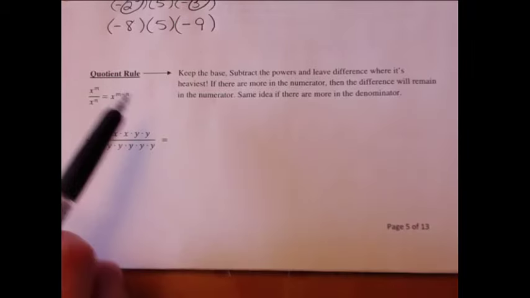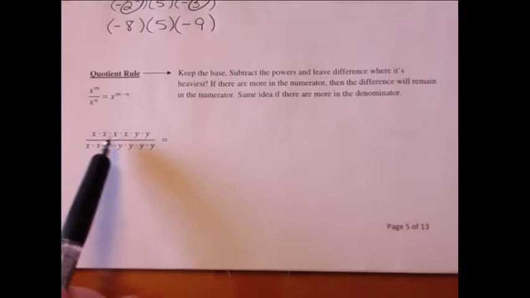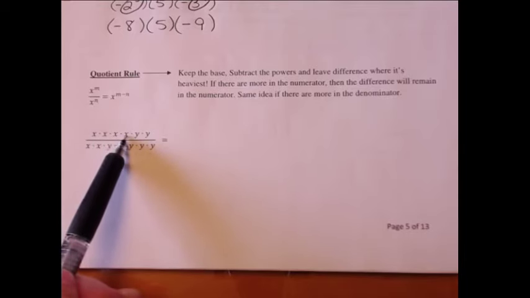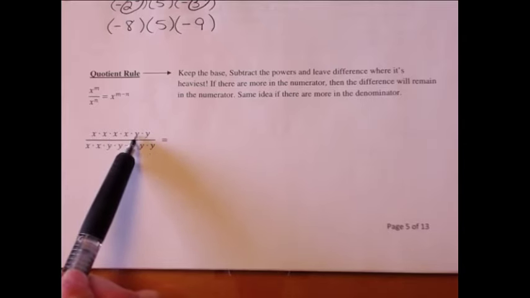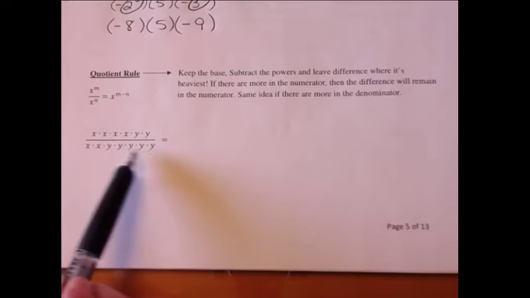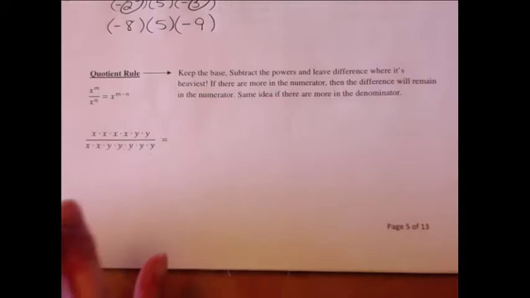So we have m minus n, you're going to keep the base, subtract the powers. So I want you to take a look at this guy, and I'm going to leave it expanded. So notice we have x to the fourth power, there's 4 factors of x. Y to the second power, there's 2 factors of y. In our denominator, we have 2 factors of x, so x squared, and we have 5 factors of y, or y to the fifth. Now, I'm going to write this out twice.